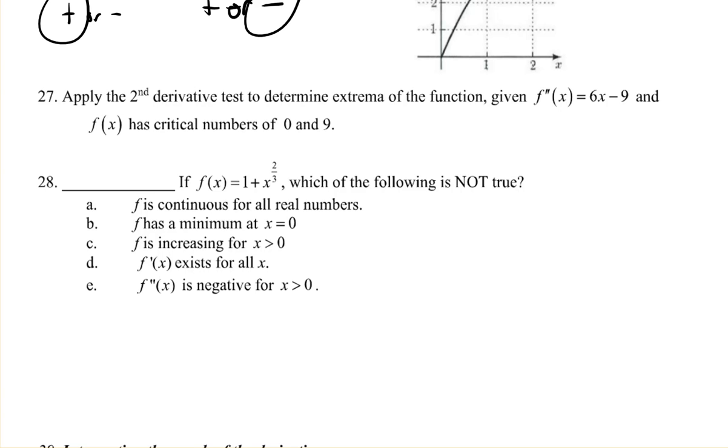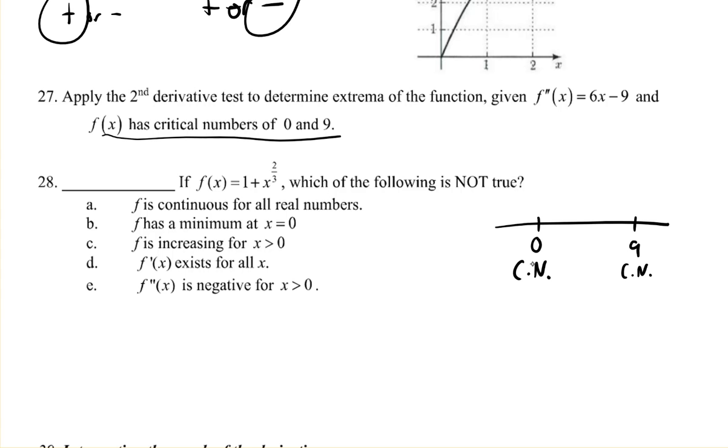All right, 27. Apply the second derivative test to determine the extrema of the function given the second derivative is 6x minus 9 and f of x has critical numbers of 0 and 9. All right, so what the second derivative test says is that if you know your critical numbers, and sometimes they give you a function and you have to go and find them, so that's a whole different skill. But this one, they're just telling us these are critical numbers.